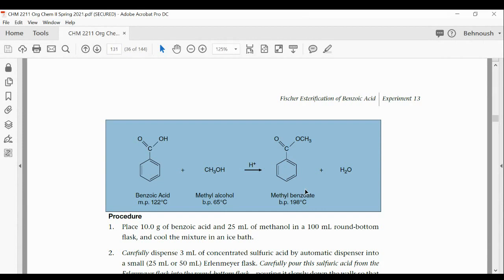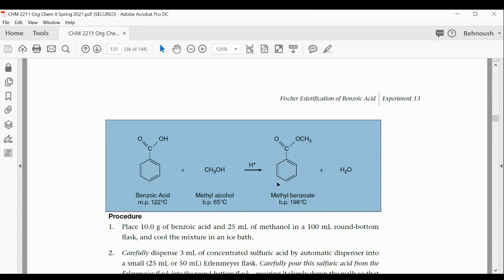The product is methyl benzoate. As you see in that reaction, the boiling point is provided. That means this compound is a liquid at room temperature. So today you do not have a melting point to measure because your product is liquid. But how would you know if the reactant has changed to the product? Then you have to confirm it, and the way you confirm it is by taking an IR of the product.